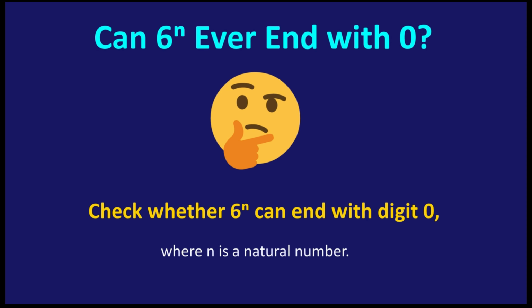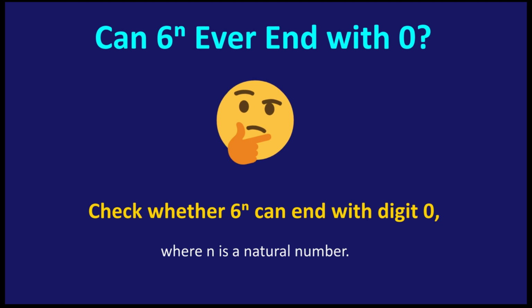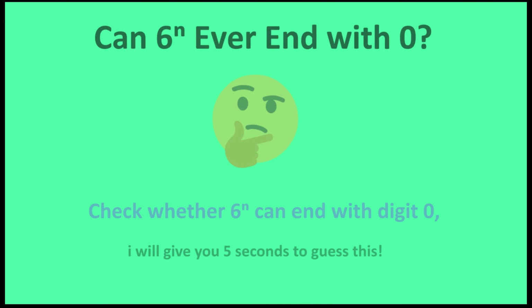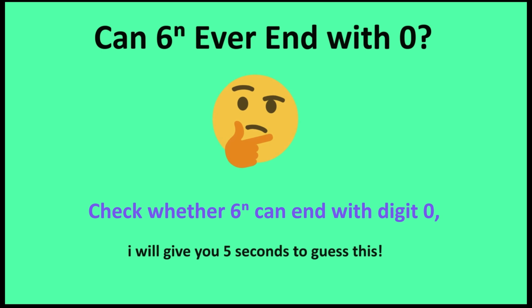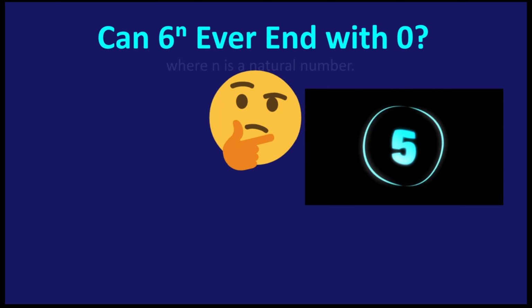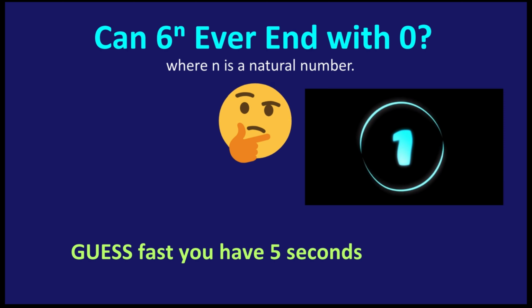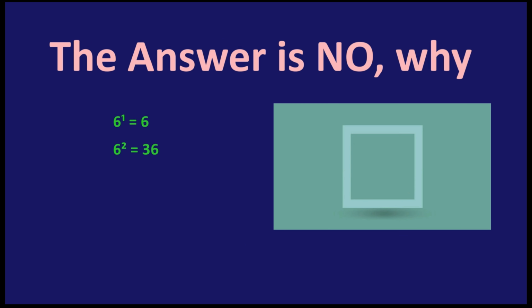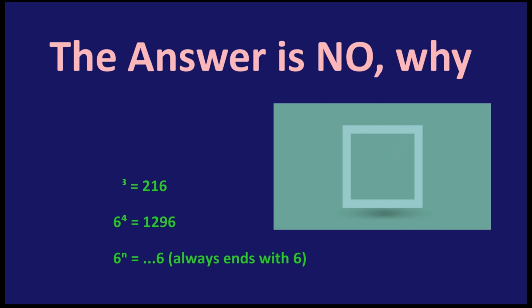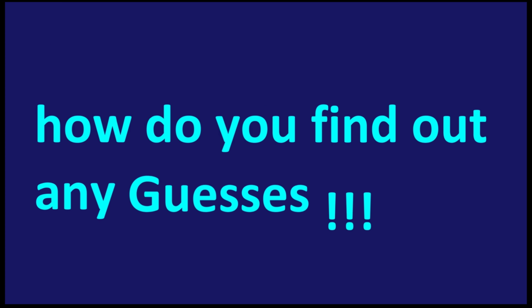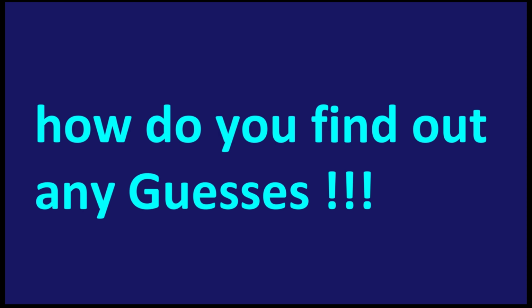Can 6 to the power n ever end with digit 0, where n is a natural number? You got 5 seconds. Make a quick guess. The answer is no. But why? Why is the answer no? Do you know how to find out? Any guesses?